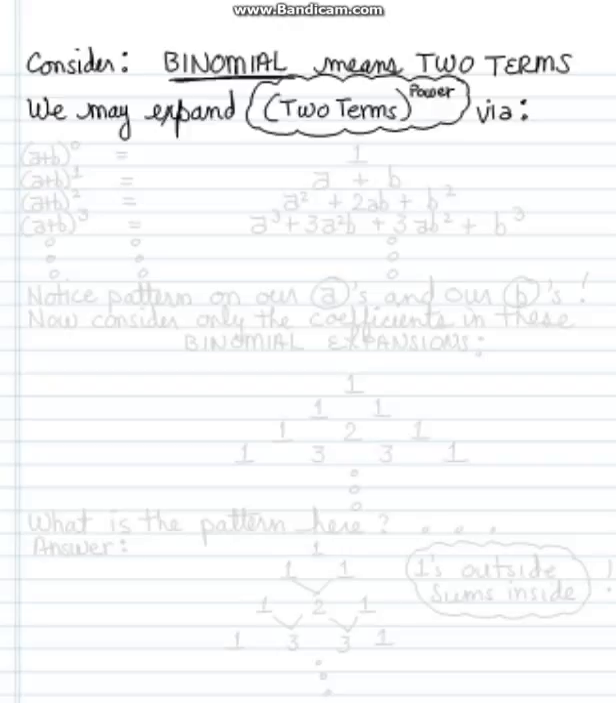Okay, think about this. What is a binomial? A binomial is two terms that are being added together. A plus B, okay? Two terms being added together. Well, what if you have two terms like A plus B raised to a power? How do we expand A plus B raised to a power?